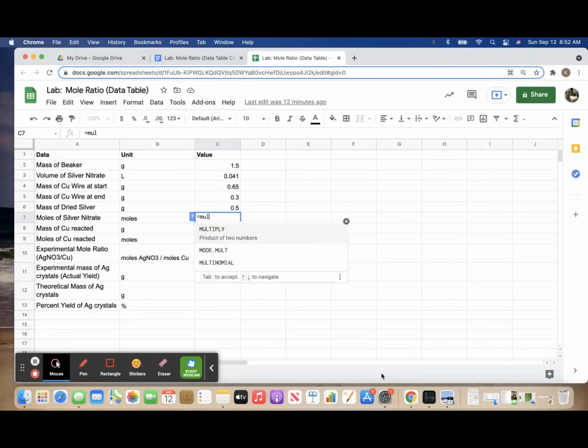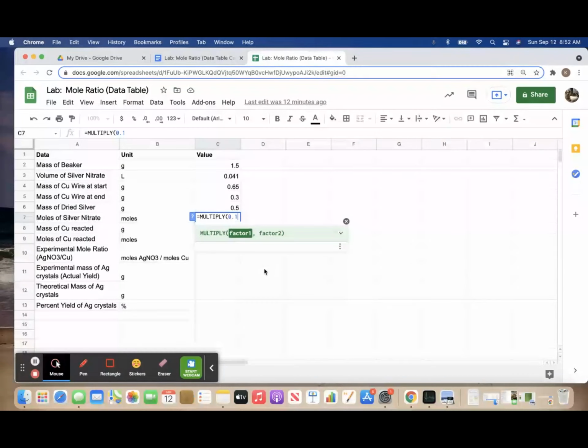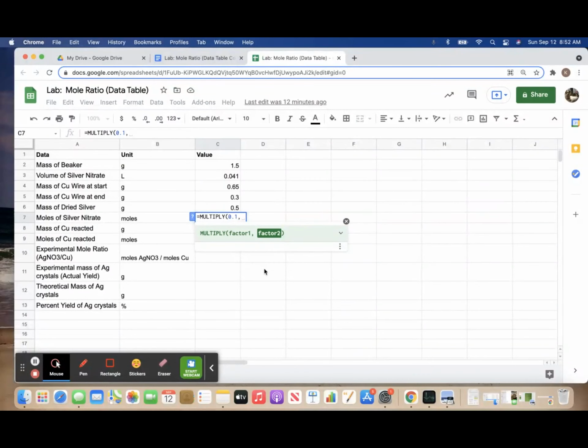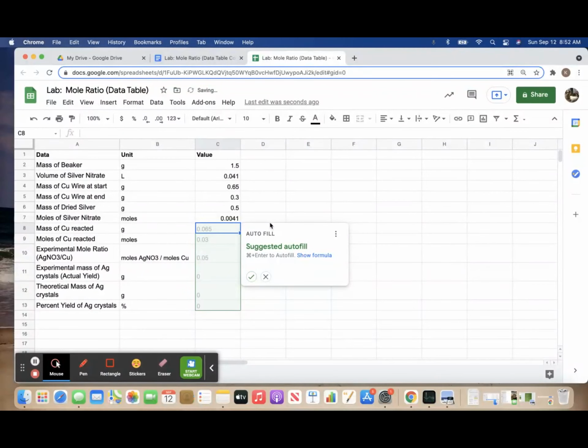So you start writing multiply, and then click on the command. And then you can see it tells you to put the two numbers in that you want to multiply. We know our molarity was 0.1, so I'm just going to type in 0.1, then put a comma, and then instead of having to type the number for the volume, since I already have it in my data table, I can just go up here and click on it, and then it shows up here. Then you close the parentheses, hit enter, and it does it for you.